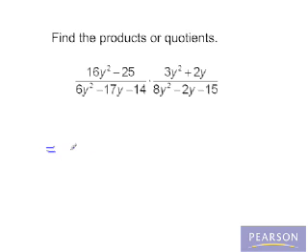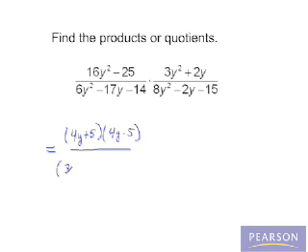So looking at the first fraction, 16y² − 25, that's the difference of squares. So that can be factored as (4y + 5) times (4y − 5). The denominator can be factored as the product of two binomials, those being (3y + 2) times (2y − 7). So there's our first fraction.